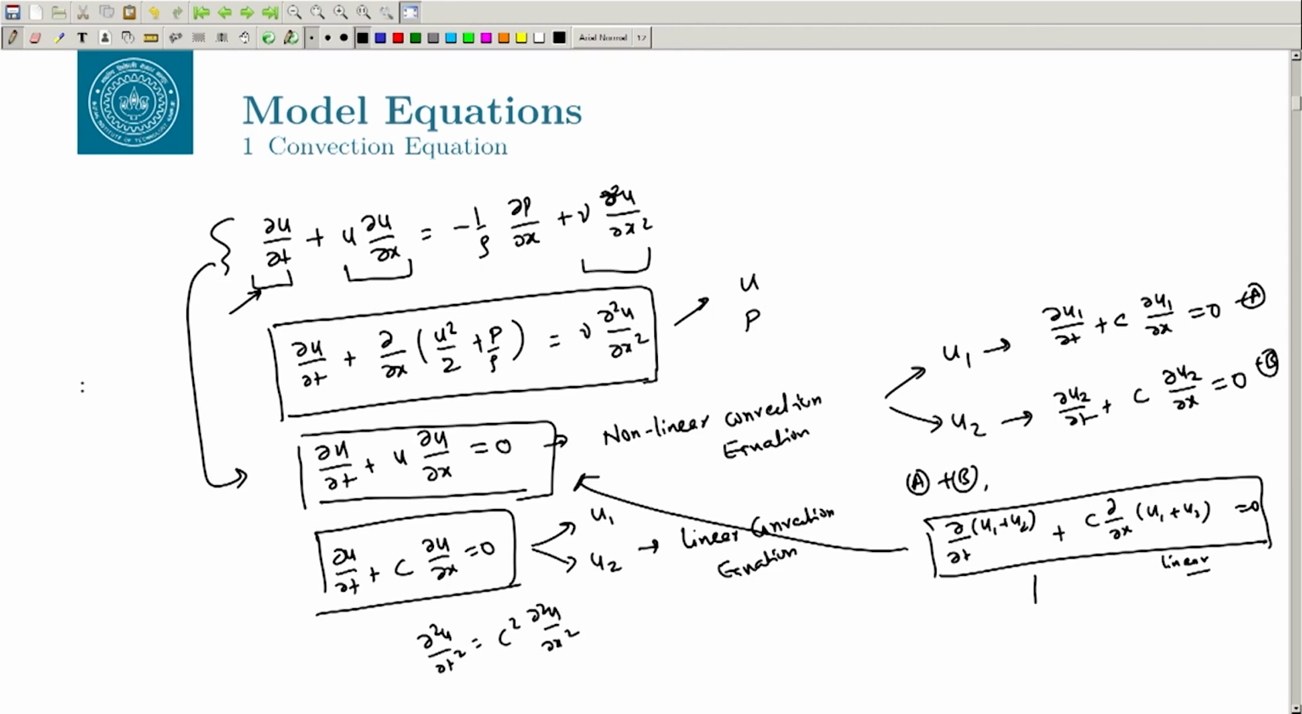All you need to do is write del u by del t equal to minus c del u by del x, and then you double differentiate it and interchange the del by del t and del by del x terms, and you will get this equation. This is the wave equation.